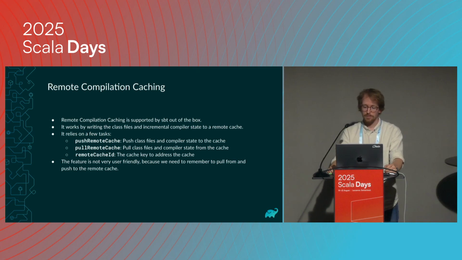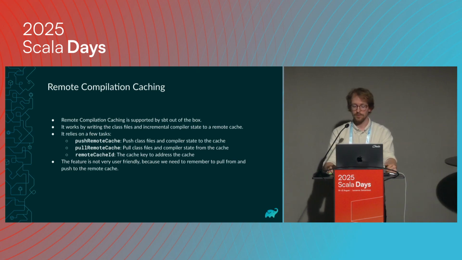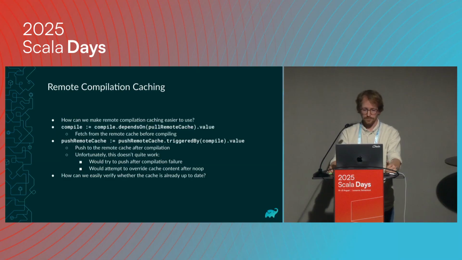So that works, but still it requires some work. You have to remember to use it, and so on. So how can we make it easier to use? The idea is that we could redefine the compile task so that it depends on pullRemoteCache. So yeah, sounds good. Let's try to implement it that way.